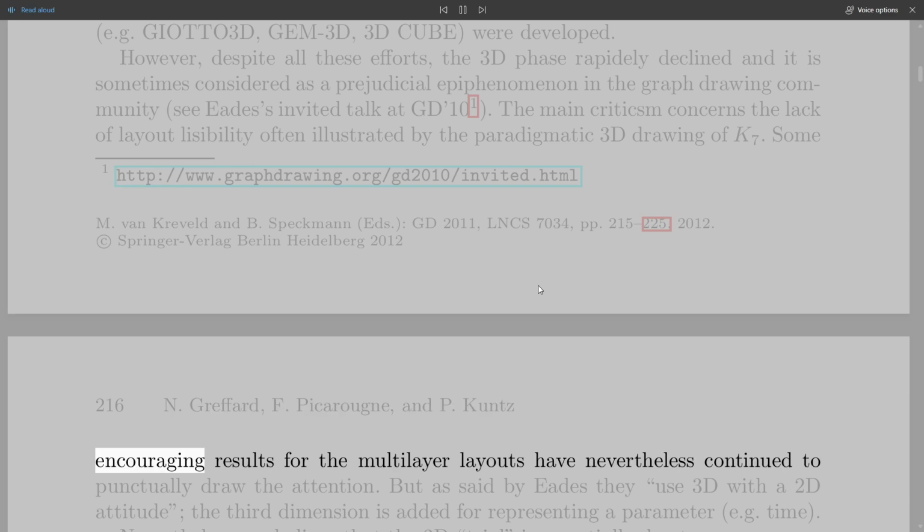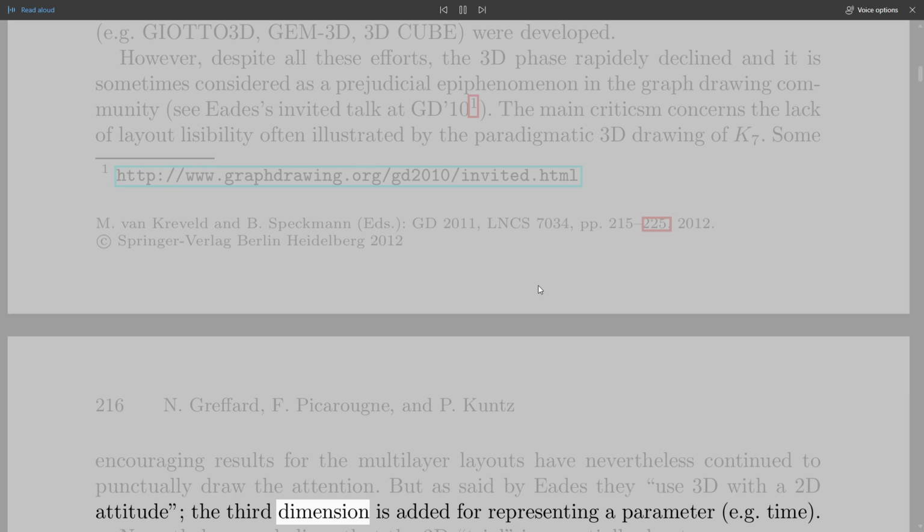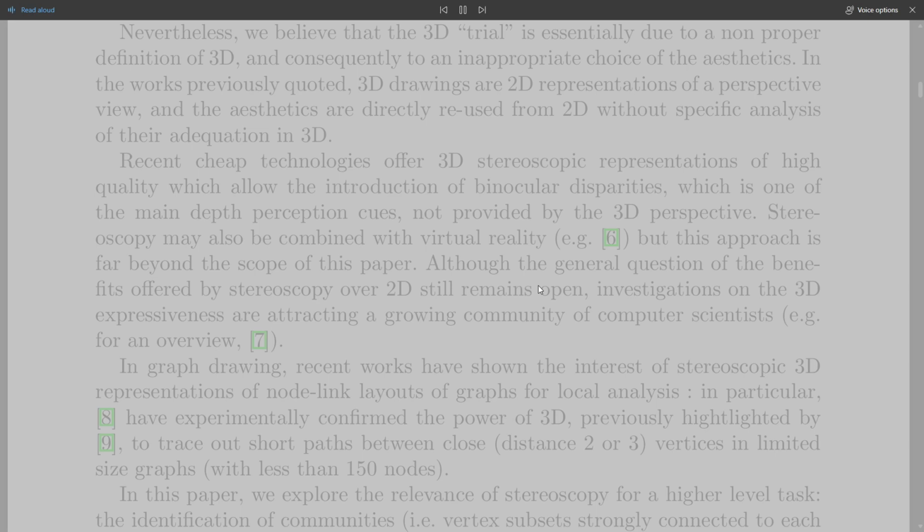Encouraging results for the multilayer layouts have nevertheless continued to punctually draw the attention. But as said by Eades, they use 3D with a 2D attitude. The third dimension is added for representing a parameter, e.g. time. Nevertheless, we believe that the 3D trial is essentially due to a non-proper definition of 3D and consequently to an inappropriate choice of the aesthetics.